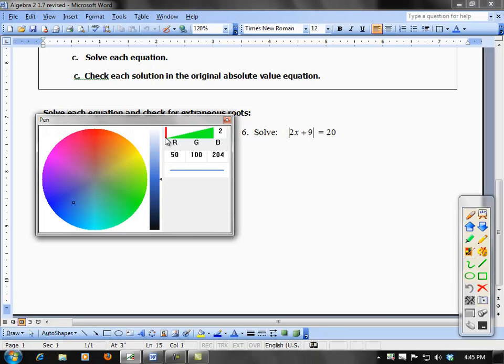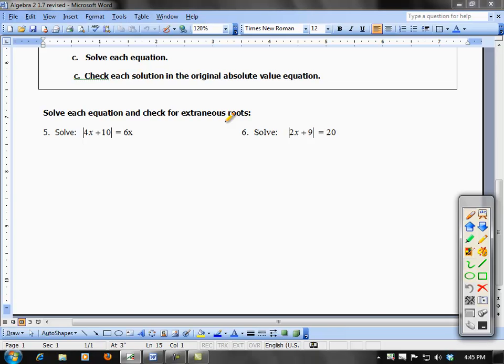I'm going to write a lot. There we go. Okay, here we go. I'm going to do 6 first, because I think 6 is what we're used to seeing with just a number on the end here, and then we'll come back.